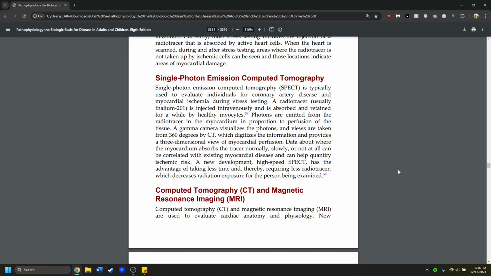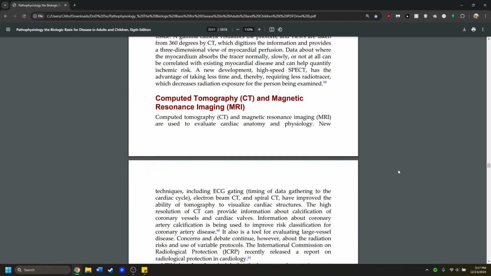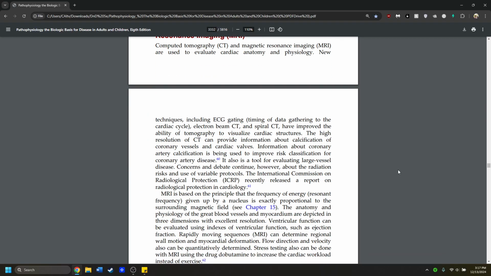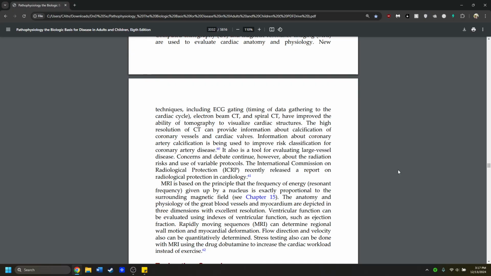A new development in high-speed SPECT has the advantage of taking less time and thereby requiring less radiotracer, which decreases radiation exposure for the person being examined. Then we have, I guess, our classic CT and MRI, which show us our pictures of the heart. These are used to evaluate cardiac anatomy and physiology.